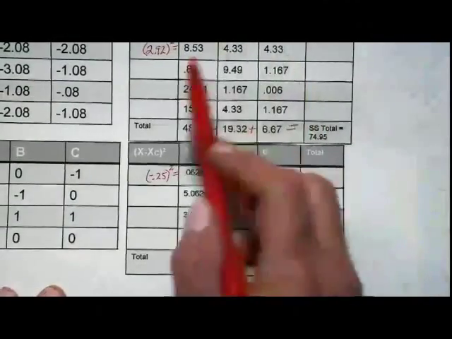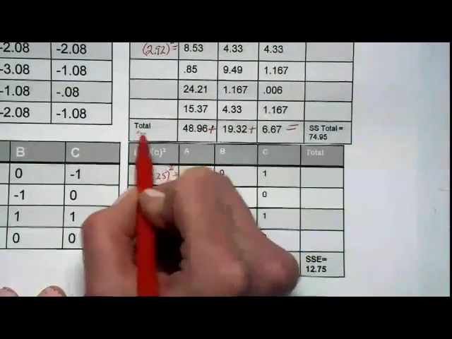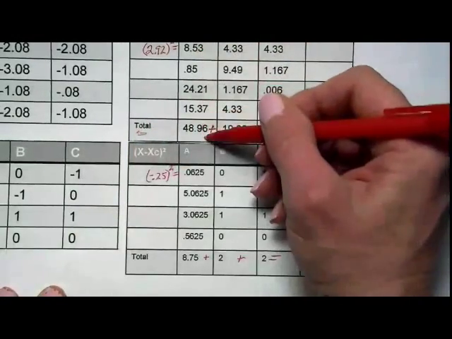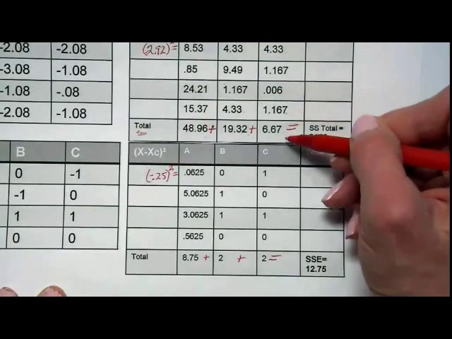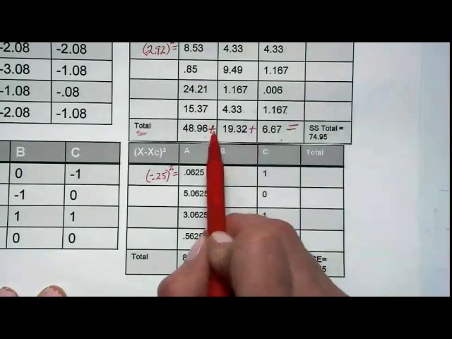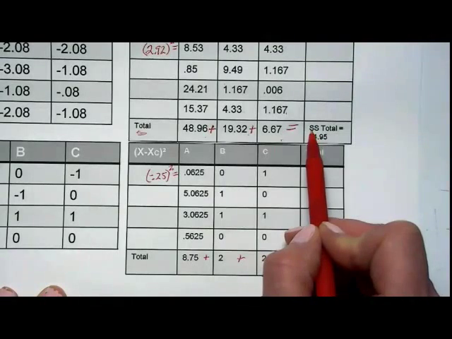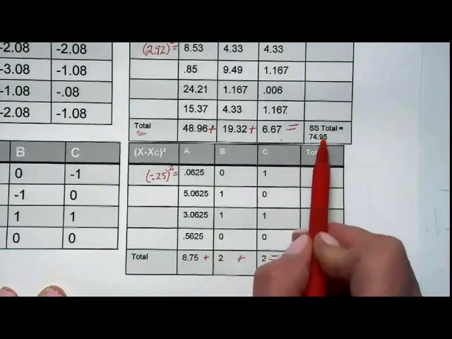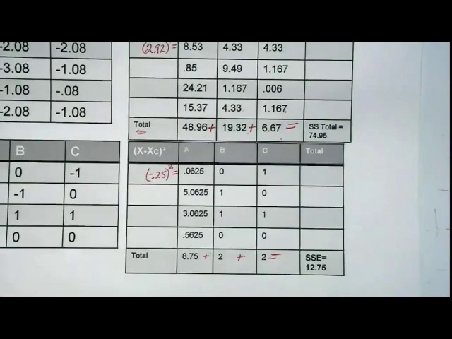Now that you have all these squared numbers, notice here we're going to total them. You're going to total this column. Total this column and put it there. Total this column and put it there. When you add up these three numbers, you get SS total, the total variation from the grand mean. Really the sum of the squares total, because it's a squared number, from the mean.